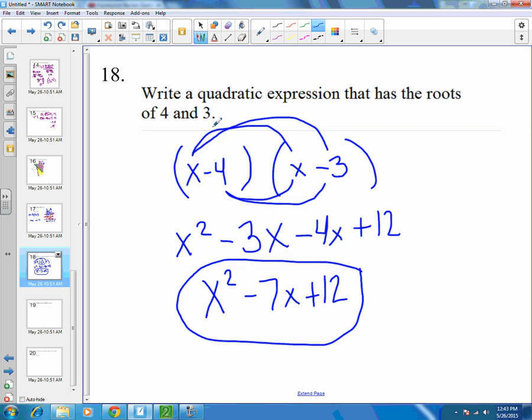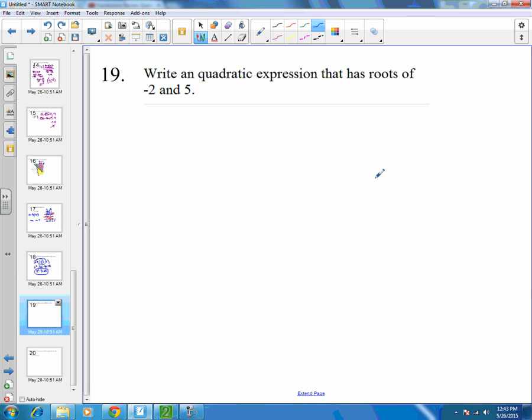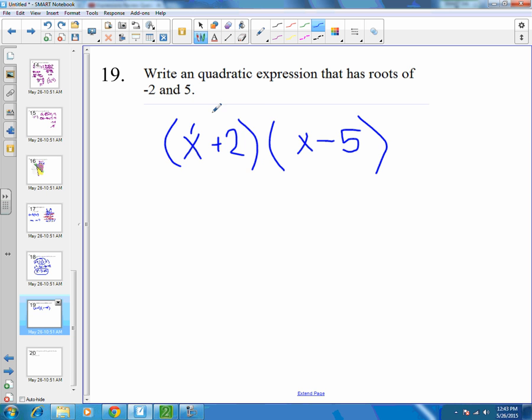So the biggest thing with these is remembering that when you plug them into the binomial, you must change your sign, because in the multiple choice on the test, they will give you one of each. All right, same thing for 19. So when we plug this in, we must change our sign. So it would be x plus 2 and x minus 5. Then we go ahead and distribute.